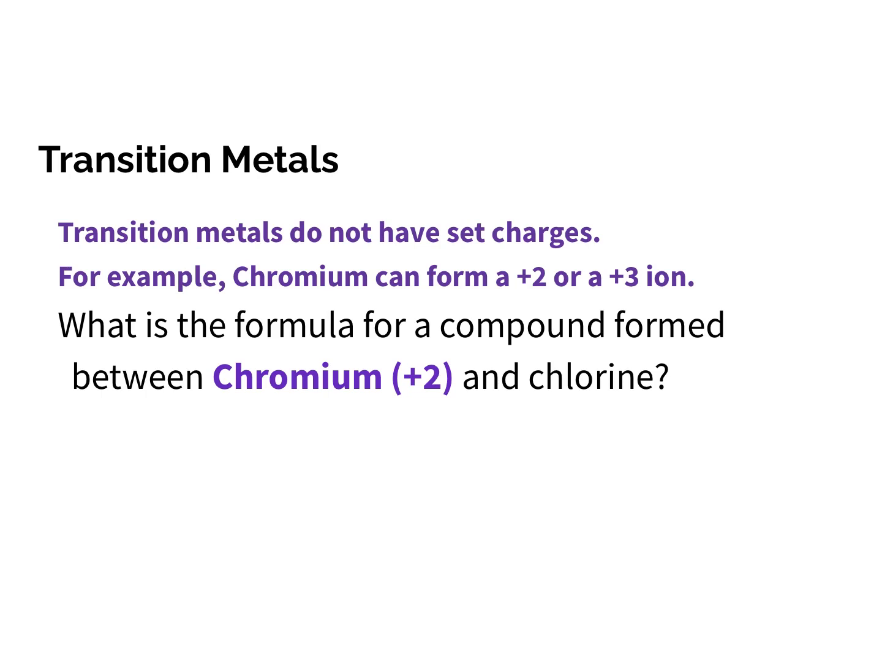Now we're going to be talking about transition metals. And transition metals do not have set charges. We learned that we can easily label most of our families or groups based on the column that they're in. But our transition metals do not have a set charge. For example, chromium, which is Cr, can form either a +2 or a +3 ion depending on what it's bound to. So we can go ahead and practice when we have a chromium +2 and a chlorine ion.